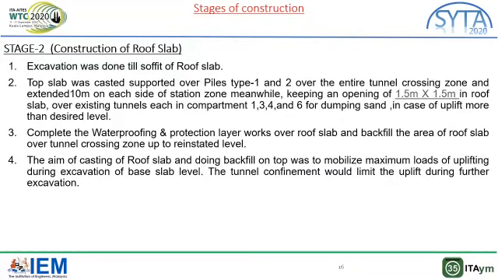Stage 2. Construction of roof slab. The excavation was done till soffit of roof slab. Top slab was cast supported over piles type 1 and 2 over the entire tunnel crossing zone and extended 10 meter on each side of station zone. Meanwhile, keeping an opening of 1.5 meter by 1.5 meter in roof slab over existing tunnel in each compartment 1, 3, 4 and 6 for dumping sand in case of the upliftment more than the desired level. Complete the waterproofing and protection layer works over the roof slab and backfill the area of roof slab over tunnel crossing zone up to the reinstated level.